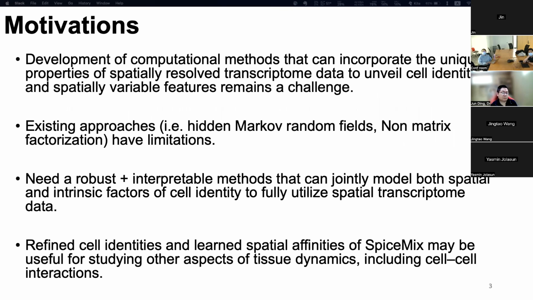So the motivation is really the development of different computational methods that can combine spatial transcriptomic data to find cell identities and spatially variable features. It still remains a challenge, and existing methods do not really integrate the modeling of the spatial variability of genes with their contribution to cell identity. So it has limitations, and we need more robust and interpretable methods that can jointly model both spatial and cell identity factors to fully utilize ST data, spatial transcriptomic data.